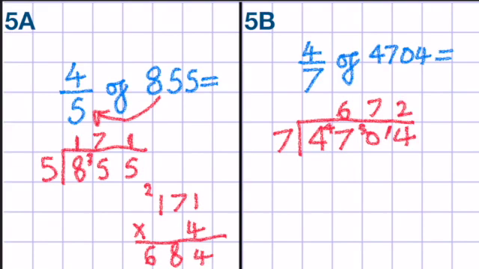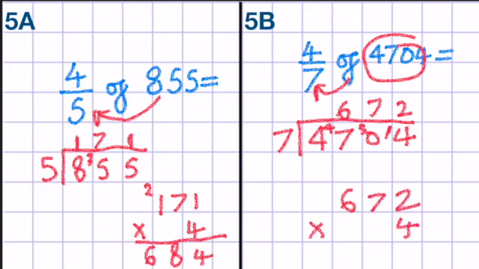So we've just found a seventh. We've divided this by 7. Now we need to multiply it by 4. 672 times 4. 4 times 2 is 8. 4 times 7 is 28. 4 times 6 is 24, plus 2, 26. So the answer is 2,688. So let's just double check.